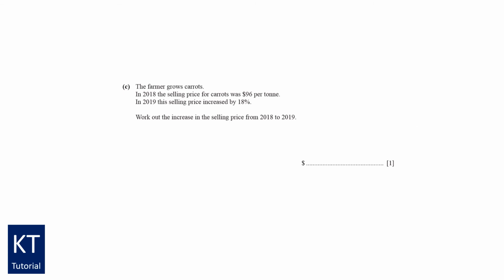Question 4c. The farmer grows carrots. In 2018, the selling price for carrots was $96 per ton. In 2019, the selling price increased by 18%. Work out the increase in the selling price from 2018 to 2019. The required increase can be calculated by multiplying 18% with $96.